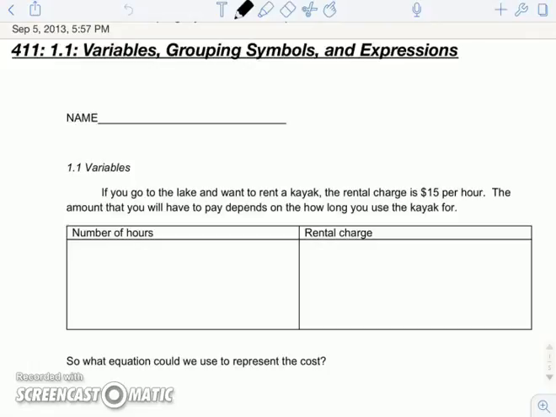Section 1.1 is variables, grouping symbols, and expressions. The most basic concept you can get in algebra is the idea of a variable, meaning representing an unknown. So here's an example. If you were to go to a lake and rent a kayak, the rental charge is $15 per hour. The amount you'll have to pay depends on how long you use the kayak for. I guarantee you've used some sort of algebra in your life before without even knowing you were using algebra.